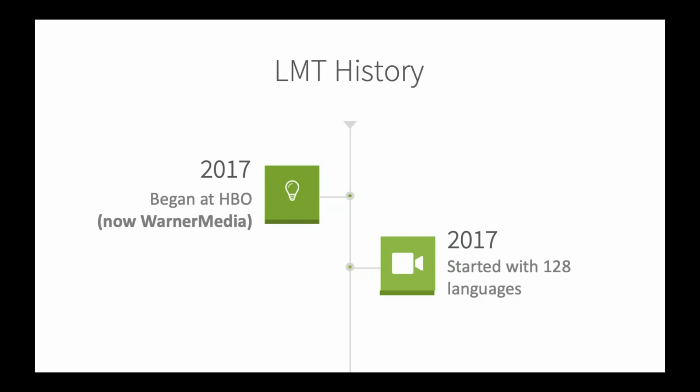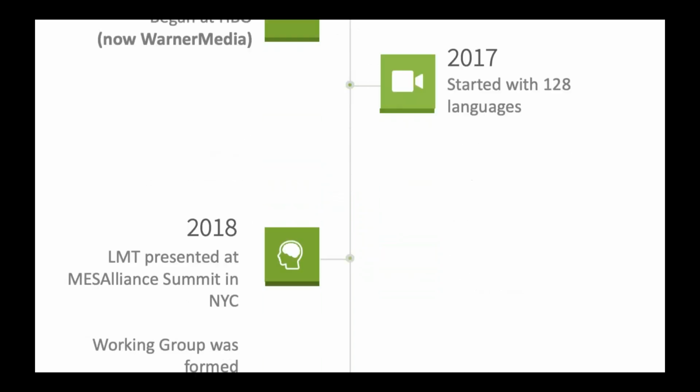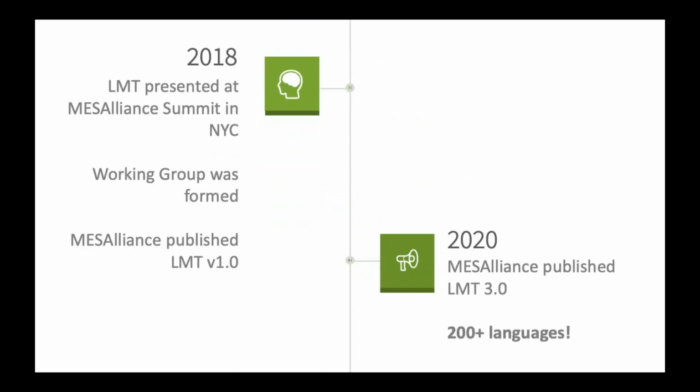So in 2017, we started with 128 languages that were in use at HBO. And we presented that in 2018. So MESA Alliance is a group called the Media and Entertainment Support Alliance. It's a support organization, has several hundred members across the broadcast and media industries. And they hold regular meetings and conferences, and they said, hey, what you got? And I said, we've been working on this cool language thing. They're like, let's present it. I'm like, okay. And then they said, how about we make this an industry standard?